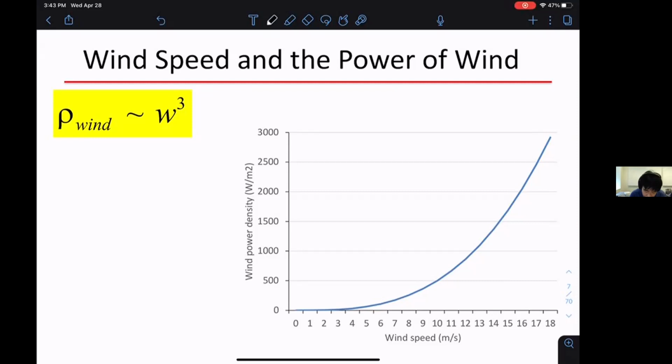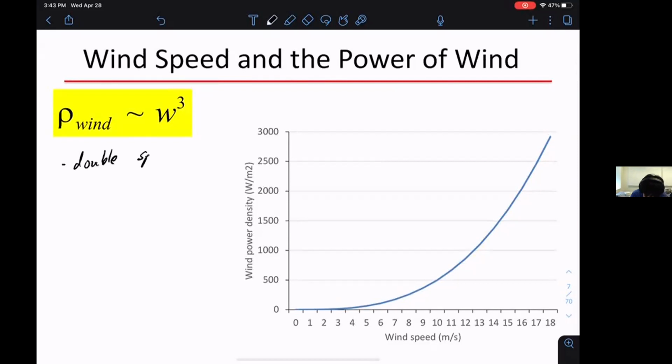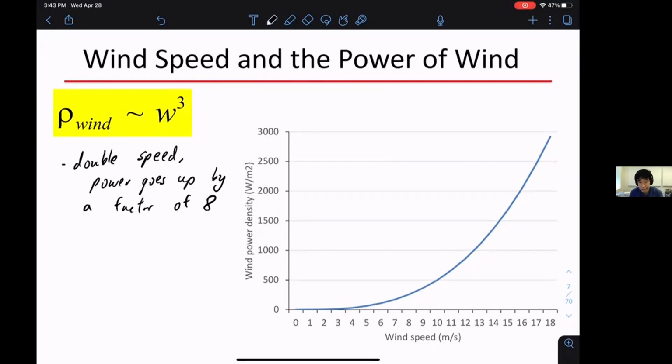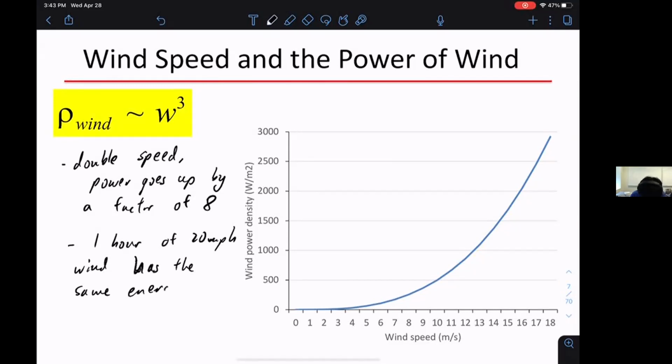If you double the speed, power goes up by a factor of 8. So this goes up by a lot. If you think about it, 1 hour of a 20 miles per hour wind has the same energy as 8 hours of 10 miles per hour wind.